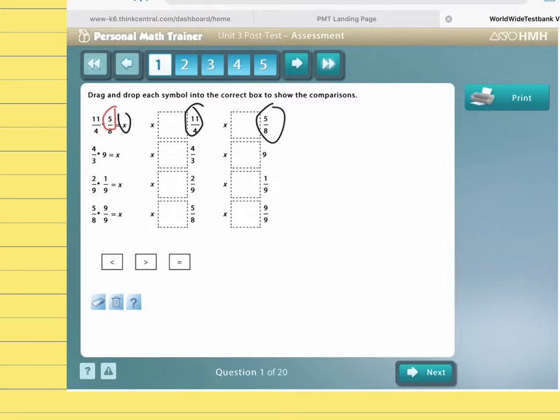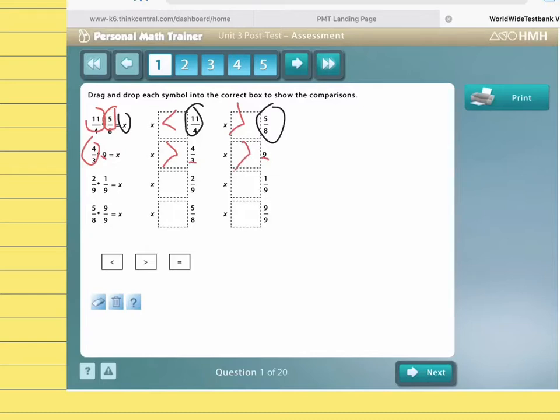And if it's less than 1, then the answer is going to be less than. If it's greater than 1, for example, in this case, you're looking at the 11/4. Is X going to be greater or less than or equal to 5/8? So you look at 11/4, you say that is greater than 1. You're multiplying 5/8 by a factor greater than 1, so the product will be greater. Same thing here. Is the answer going to be greater than 4/3? So you look at the other factor, it is 9. 9 is greater than 1, it is greater. Look at the other factor, is it going to be greater or less than 9? 4/3 is greater than 1, so it is going to be greater.